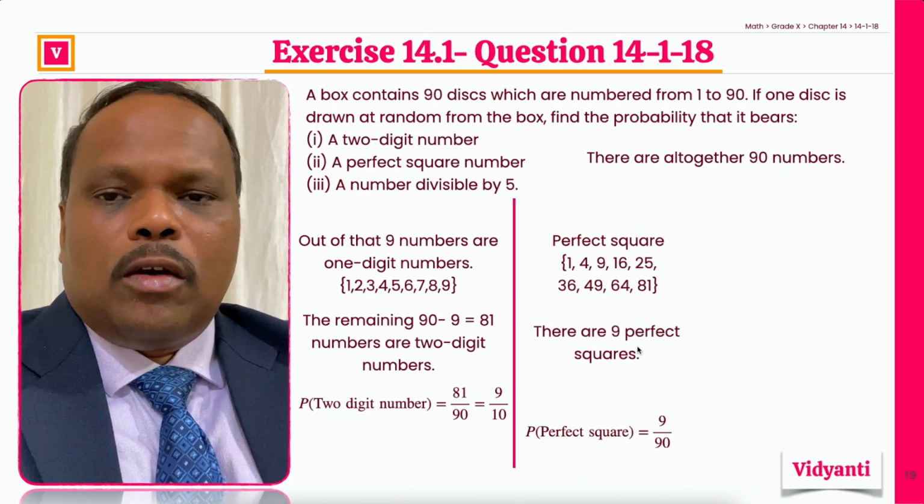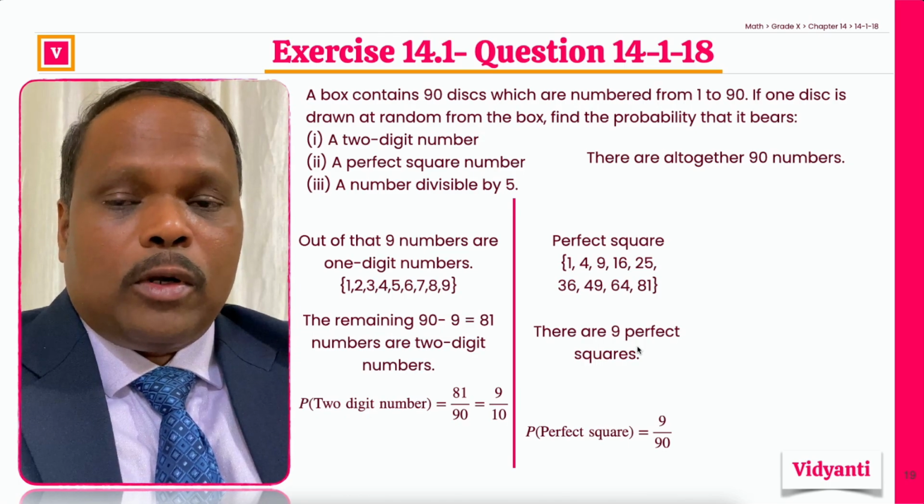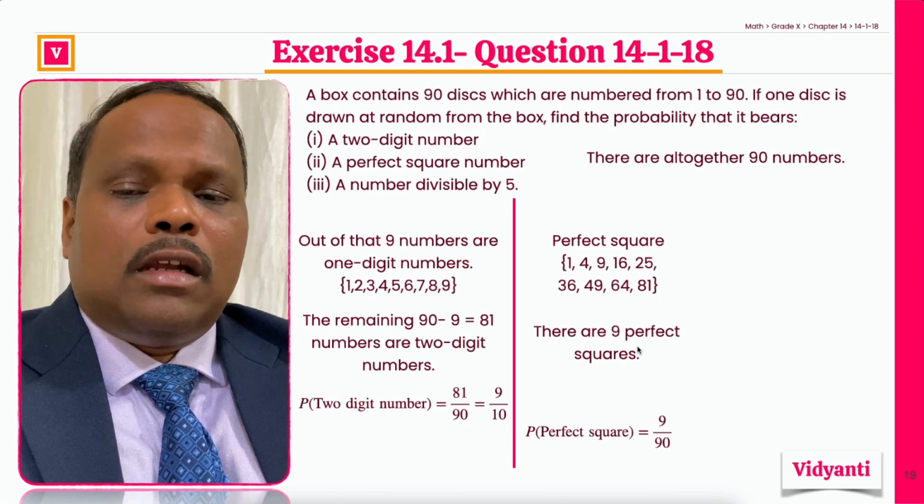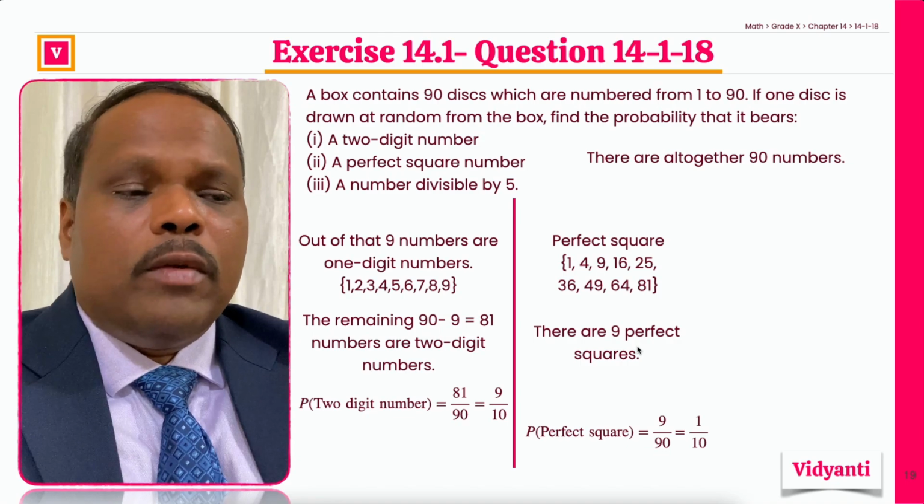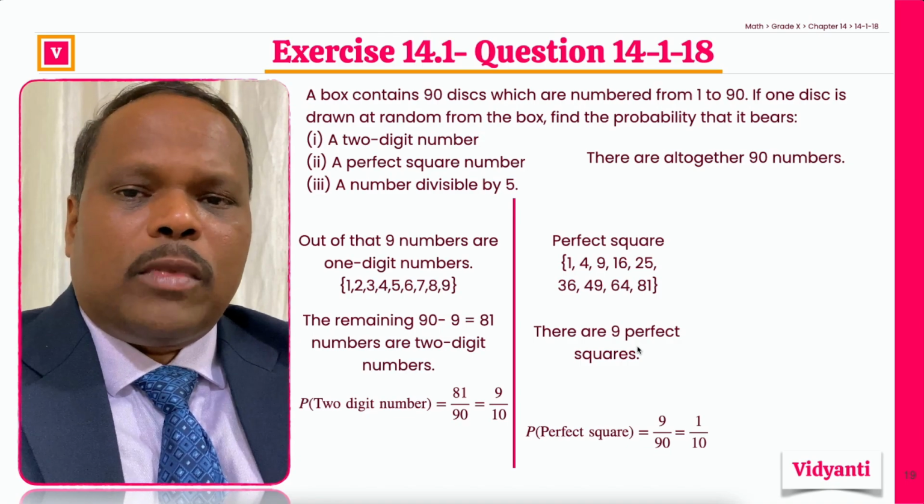So the probability of finding a perfect square will be favorable upon total. Favorable is 9, altogether it's 90. Upon simplification you get 1 over 10 or 10%.